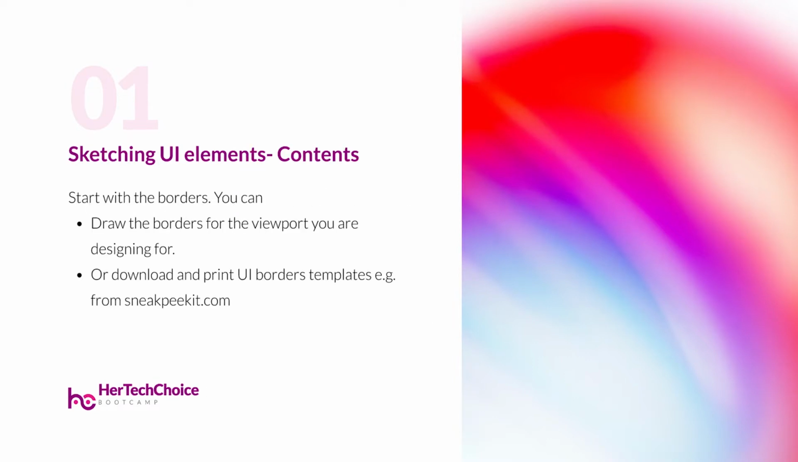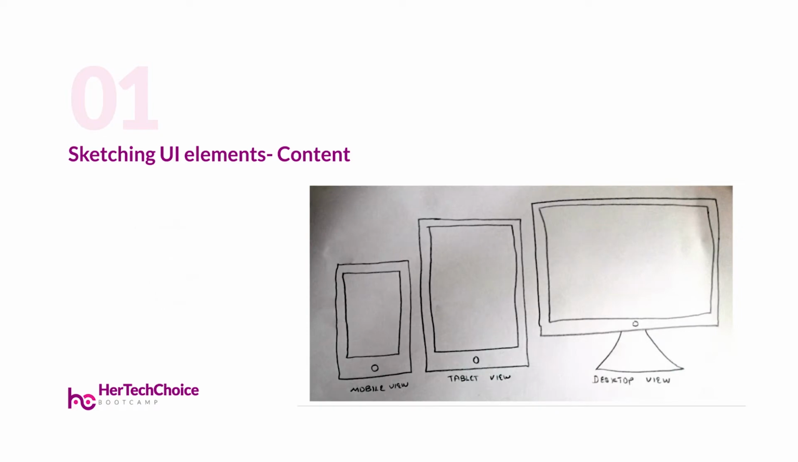You have to start with borders. You can draw the border from the viewports you are designing for, or download and print UI border templates, for example, from sneakpeekit.com. And this is an example of the UI elements. We have the desktop view, the tablet view, and the mobile view.